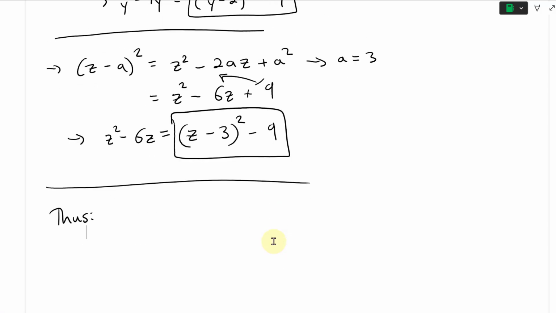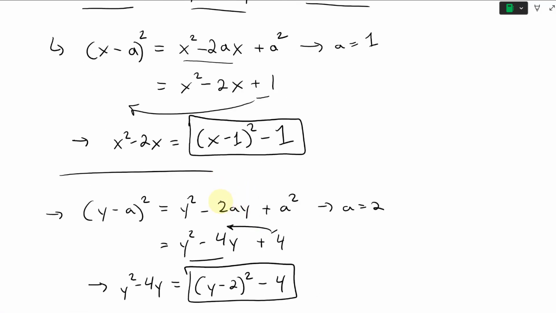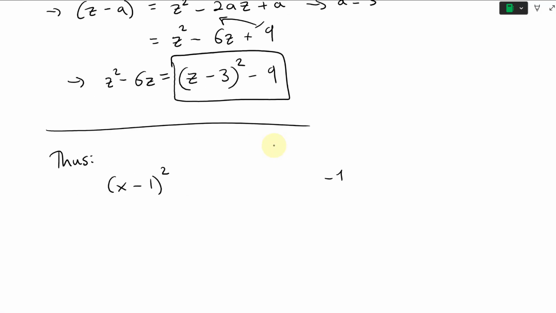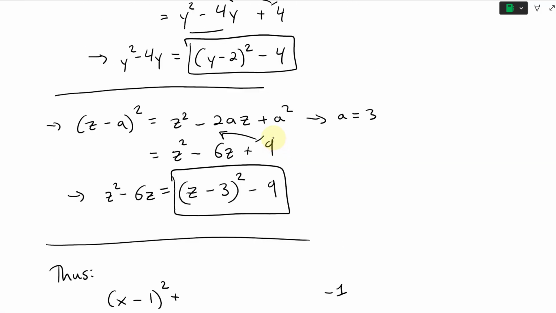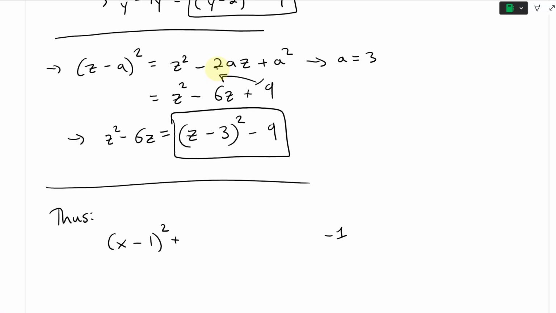So thus we're going to have (x minus 1) squared, and for the other one, we want to put all the x's and y's in the same order. So I'll move this negative 1 to the far end, I'll put it right here, like that. The next one's going to be plus (y minus 2) squared. And then also put the negative 4 right here, like that. And this is going to be plus (z minus 3) squared.